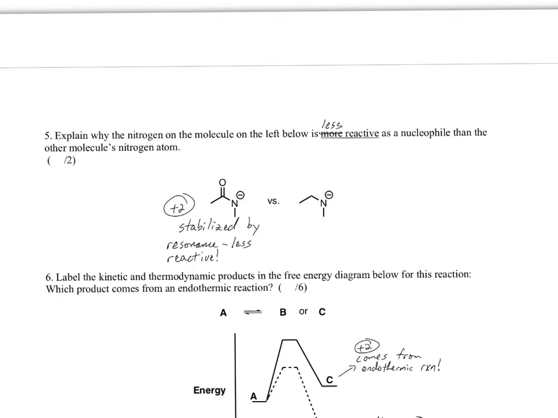So number 5, I goofed this up, so everybody got the points for this, but explain why the nitrogen in the molecule on the left below is less reactive. I meant to have the word less reactive there. This is actually less reactive, and the reason is that this nitrogen's lone pair can do resonance, and if it's doing resonance, it's not going to be as reactive as something that can't do resonance. So this one is less reactive because it's stabilized by resonance. Having resonance makes things less reactive. So please be sure to look that over.